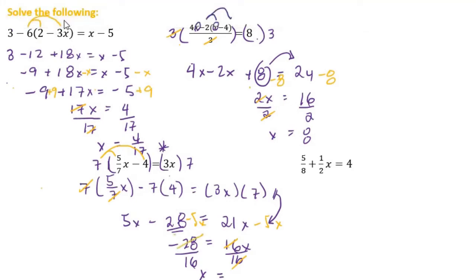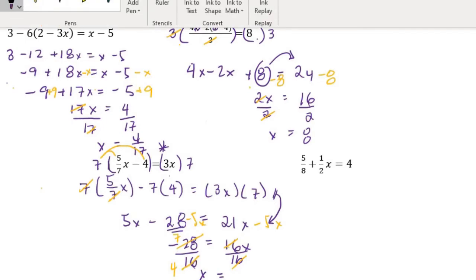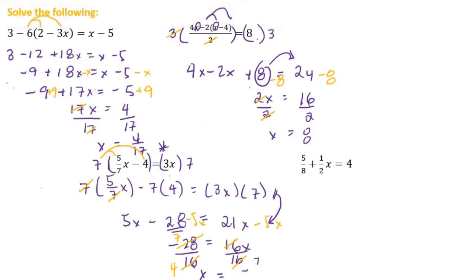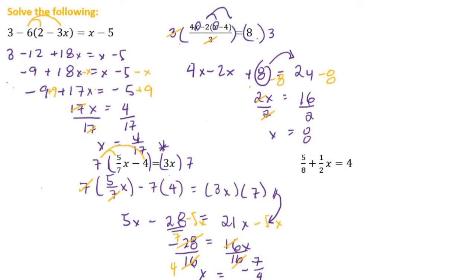28 divided by 4 is 7, so we have a negative 7 in the numerator. 16 divided by 4 is 4. So our final answer is x is equal to negative 7 over 4. And again, we'll leave it as an improper fraction, as long as it's in reduced form.